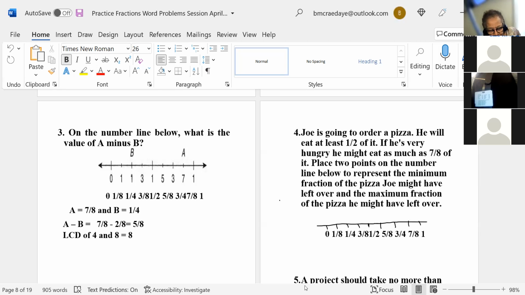I would say 1/8. I say it was 8 slices. What is minimum? What is maximum? Minimum is less, maximum is more. So what does that 1/8 represent, Maureen? The minimum. That's right, the minimum. Because if he ate 7/8 of it, 7/8 from 8/8 gives 1/8. So that's the minimum he might have left over. What's the maximum he might have left over?